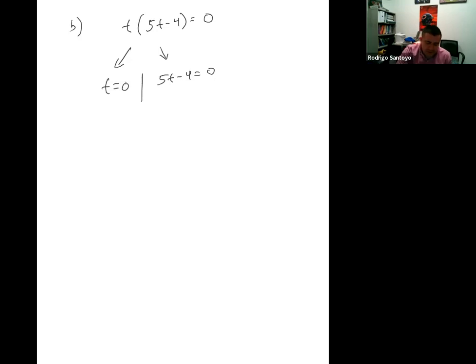Right, so this is done. t equals 0 is done. So now just work on the right side. 5t minus 4 equals 0. Go ahead and solve there.